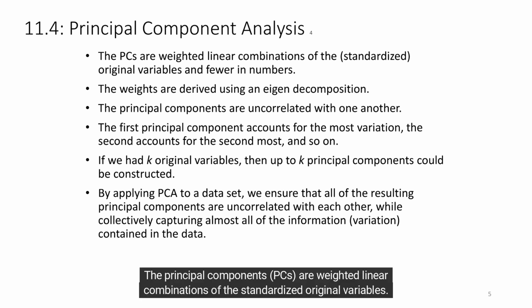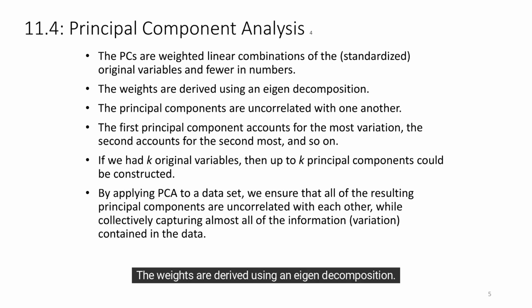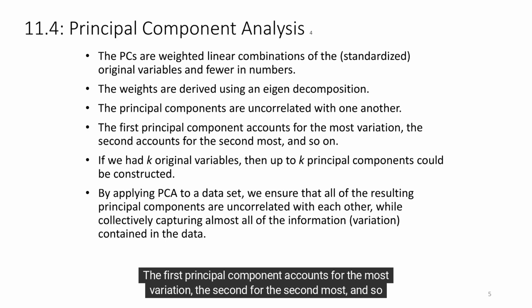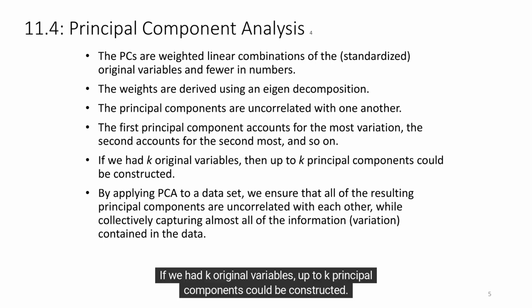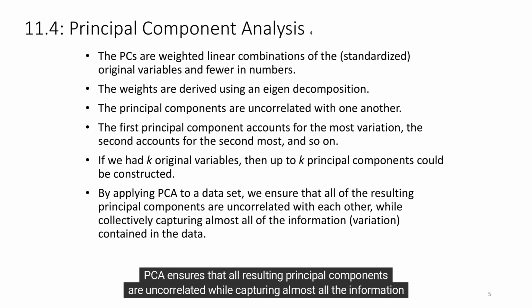The principal components, PCs, are weighted linear combinations of the standardized original variables. The weights are derived using an eigendecomposition. The first principal component accounts for the most variation, the second for the second most, and so on. If we had k original variables, up to k principal components could be constructed. PCA ensures that all resulting principal components are uncorrelated while capturing almost all the information in the data.